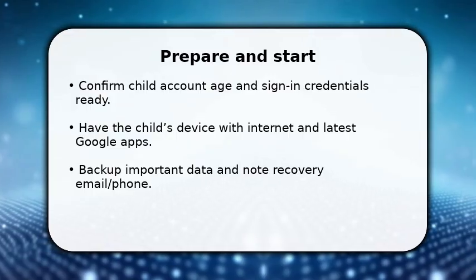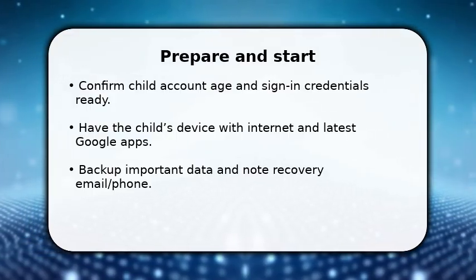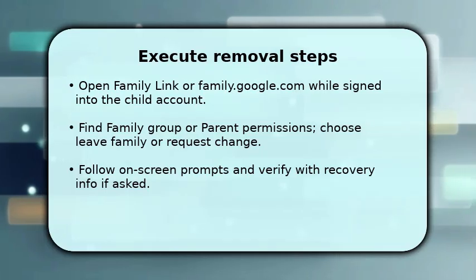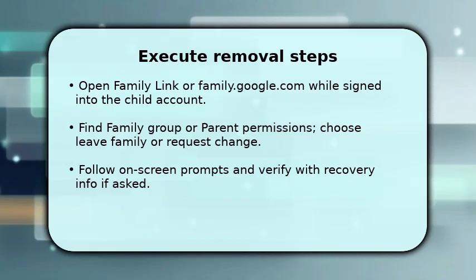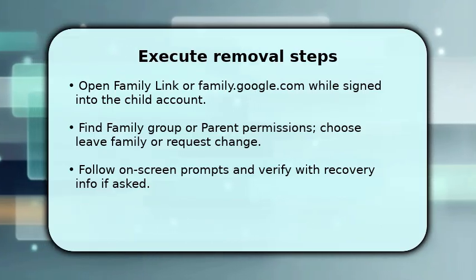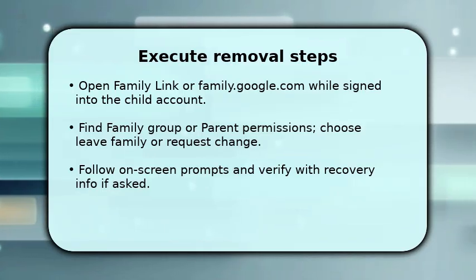On the child's device, open Family Link or visit Family.Google.com while signed into the child account, then locate Family Group or Parent Permissions. Once there, choose the option to leave the family or request removal. Google will show the exact confirmation steps and may require verification with recovery email or device PIN.